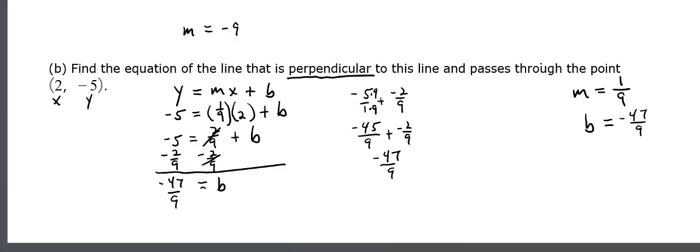So writing the equation of the line in slope-intercept form, I have y equals m, which is 1/9 times x minus 47 over 9.